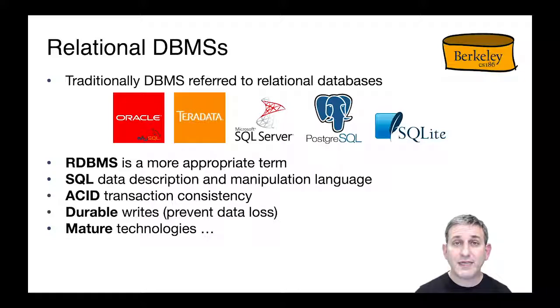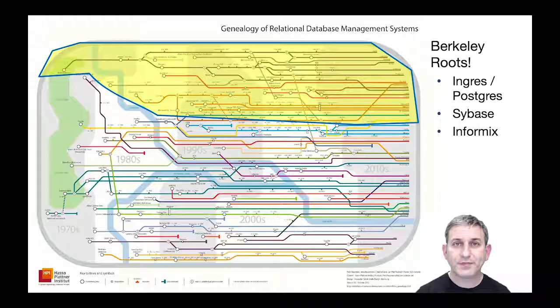Another thing that relational databases tend to support is what's called ACID transaction consistency, which is a way of talking about how the database guarantees that the data remains consistent in a way that application developers can reason about. Relational databases typically support durable writes that prevent data loss via recovery. And as I said, these are quite mature technologies. A lot of these systems have been around since the 1970s even, in the case of Oracle, possibly Teradata, and the 1980s in the case of many of the others.